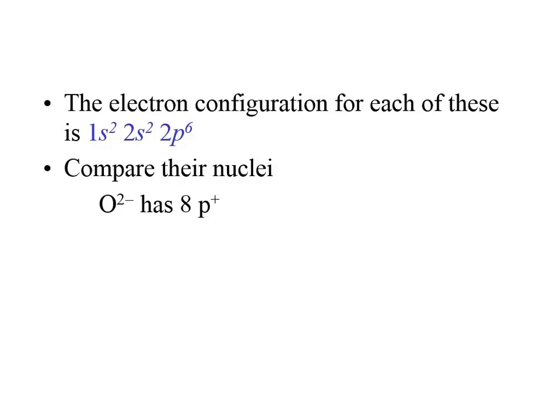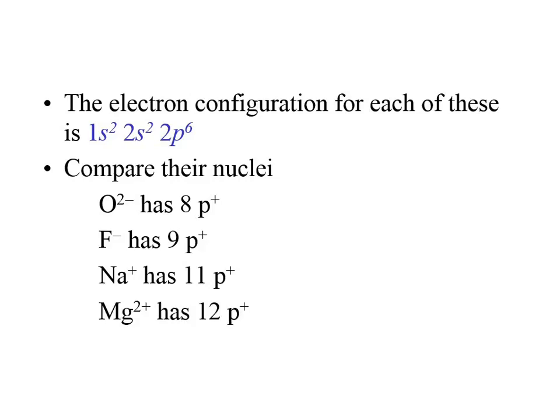But if we look at what's happening in the nucleus, oxygen is going to have 8 protons. It's atomic number 8. Fluorine has 9 protons. Sodium has 11 protons. And magnesium has 12 protons. So now we're talking about these isoelectronic species. Forget what I was talking about, effective nuclear charge. Just take these 10 electrons and show them pulled in towards 8 protons, 9 protons, 11 protons, and 12 protons.